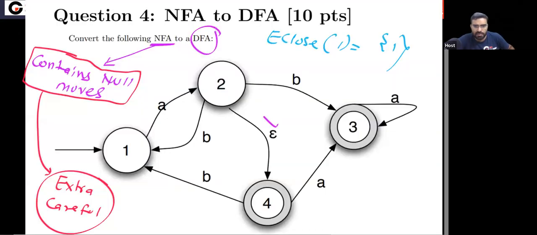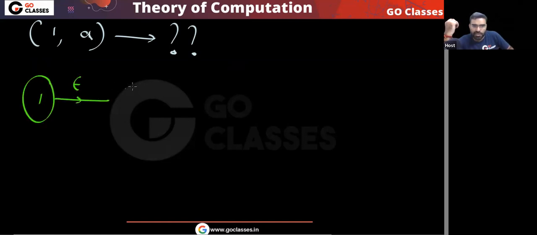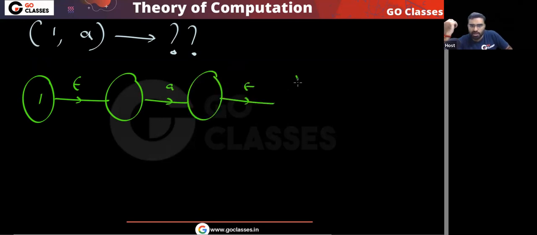You tell me where this state will go on symbol A. How to find that? This state 1, on symbol A, where will it go? Very simple. You will do it like this. For state 1, first you find the null closure, then you find where you go on A, and then you find the null closure.